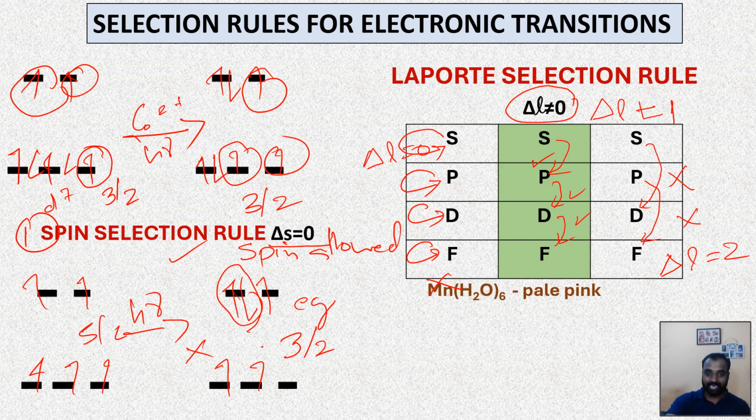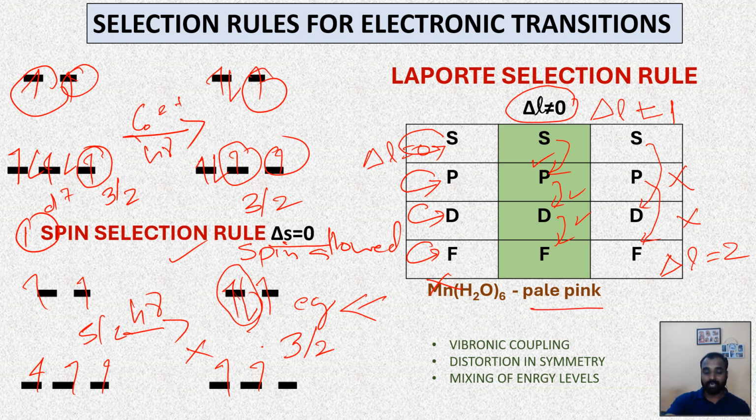In manganese having the d5 system, the d5 system is spin forbidden. It is pale pink because here d-d transition is not possible, but it is pale pink because of the vibronic coupling, or the distortion of symmetry, or the mixing of energy levels, that is d and p orbitals, in the transition metal ions.